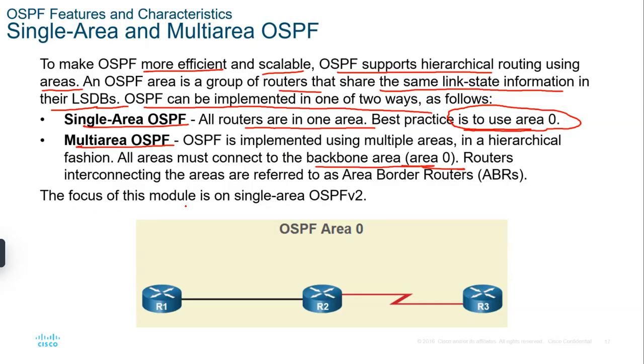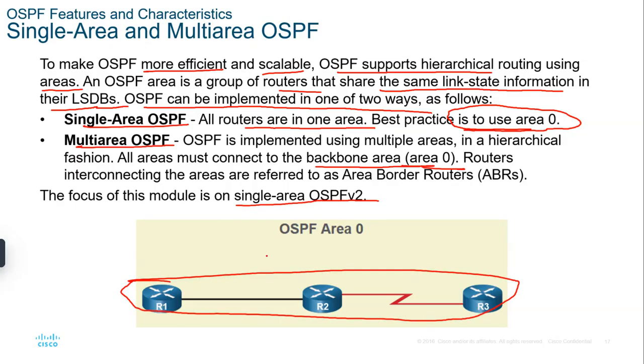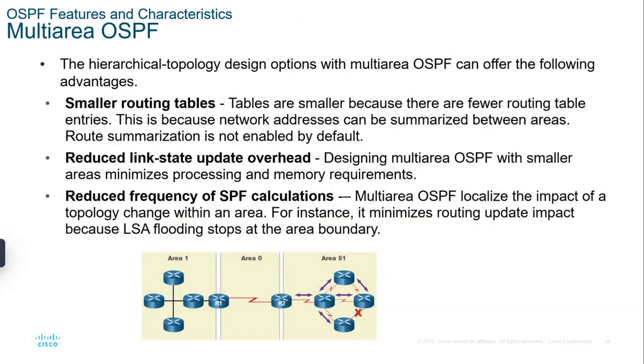The focus of this module is on a single area, OSPF version 2. As you can see, all these routers are in a single area, and that area is area 0. With multi-area OSPF, there are logical topology design options with multiple OSPF areas.